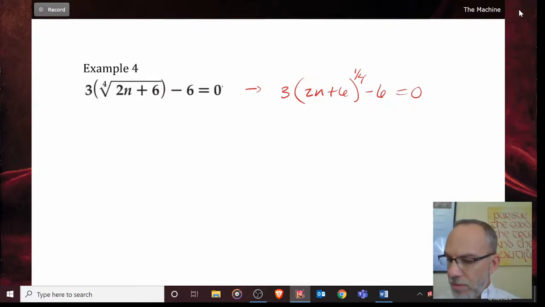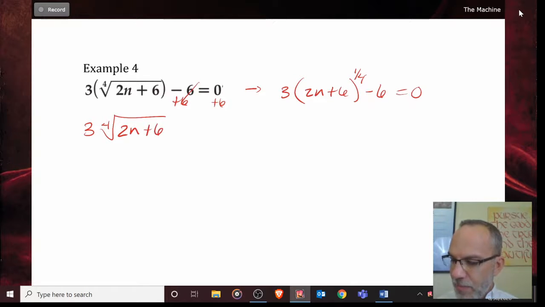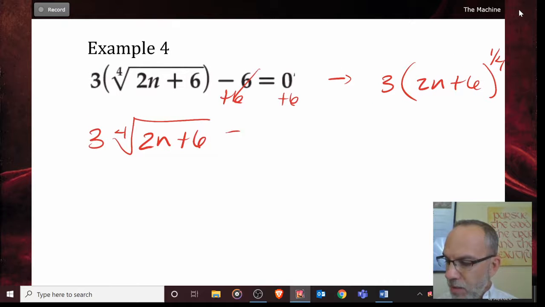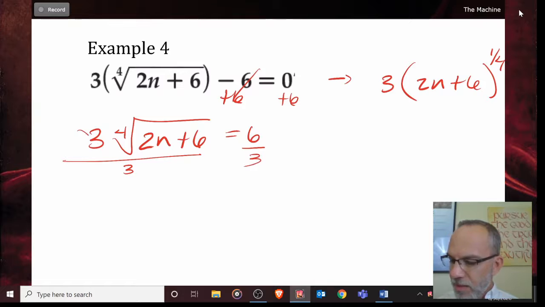Okay, so now that we've mastered the radicals and we make them serve us, let's put it to use. All right, so I'm going to have to add 6 to the left, add 6 to the right, cancellations. 3 times the 4th root of 2n plus 6 equals 6. Divide the entire left by 3, divide the entire right by 3, cancellations. 4th root of 2n plus 6 is equal to 2.